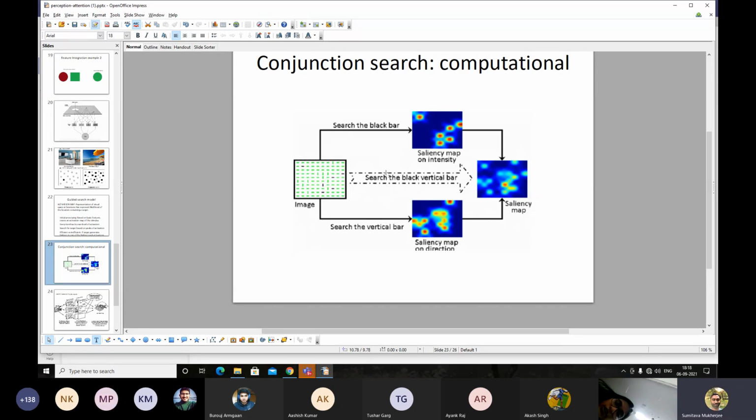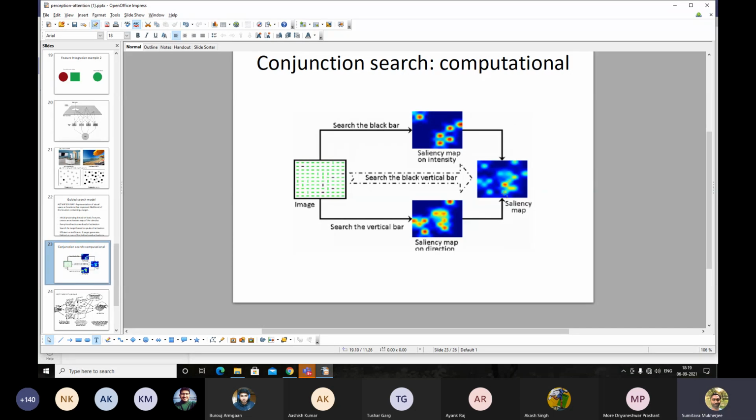Because it's a black vertical bar, this is a conjunction search. It has to be black and it has to be vertical. So first, I codify where the parts are that I see black and create a saliency map on intensity based on the black bar. That's why you see all of them are activated. Second, I search where the vertical bars are. Anywhere the bars are vertical, that gets activated. So again, I have a saliency map based on direction.